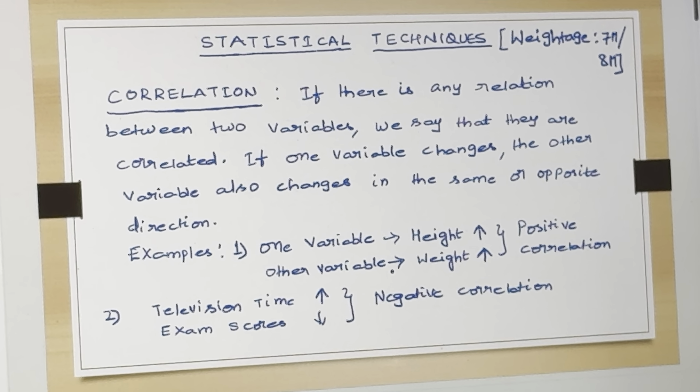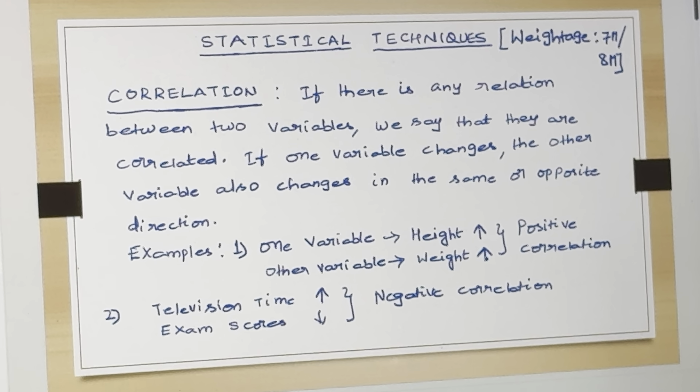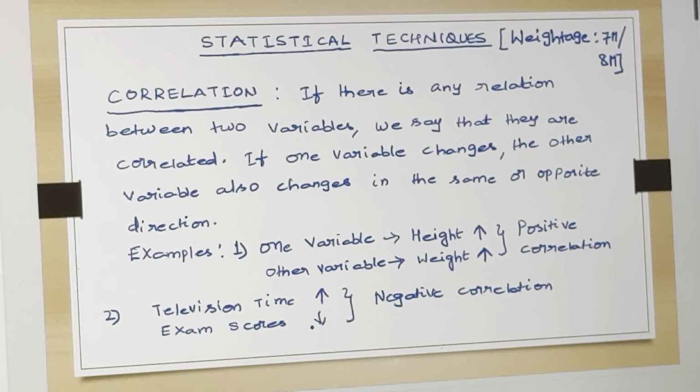यहाँ पे दोनों variables increase हो रहे हैं. Height of a person increase होता है तो in general weight भी increase होगा. Similarly, if we take one more example, if the television time of a student increases during examination, then exam scores automatically decrease. This comes under negative correlation. In the second example, the variables are changing in opposite direction. पहले example में same direction में change हो रहा है, दूसरे example में एक variable increase होता है तो दूसरा variable decrease हो रहा है.